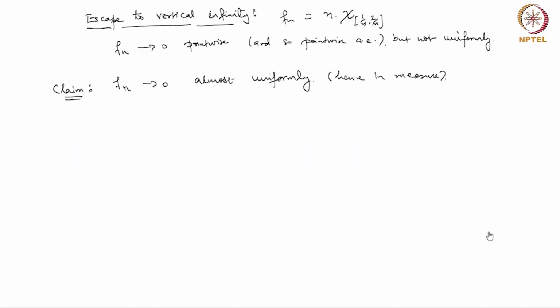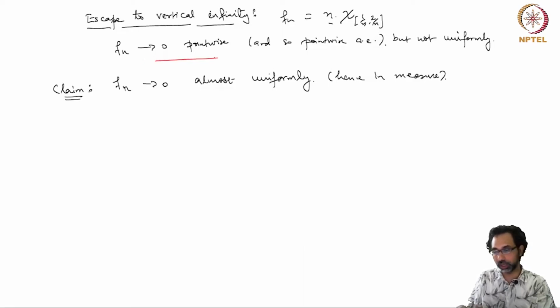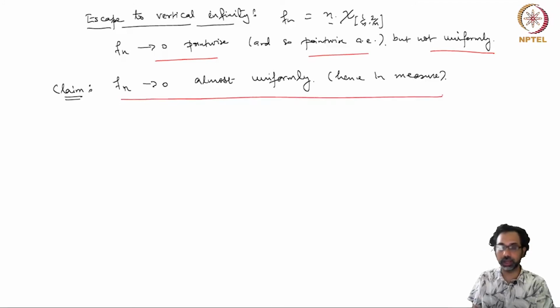Another interesting example was given by escape to vertical infinity, where we had the sequence of functions Fn given by n times the indicator function of the interval 1 over n to 2 over n. So we have seen that Fn converges to 0 pointwise, and so pointwise almost everywhere, but it does not converge uniformly to 0. Now we claim that in fact Fn converges to 0 almost uniformly and hence also in measure. So let's see why this is true.